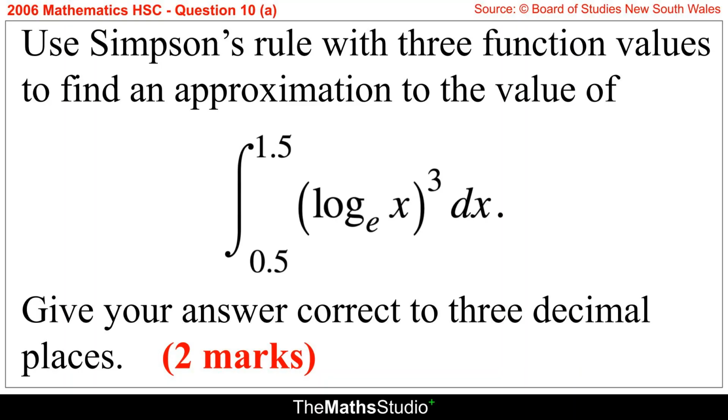Question 10, Part A. Use Simpson's rule with three function values to find an approximation to the value of the integral of log base e of x to the power of 3 dx from x equals 0.5 to x equals 1.5. Give your answer correct to three decimal places.